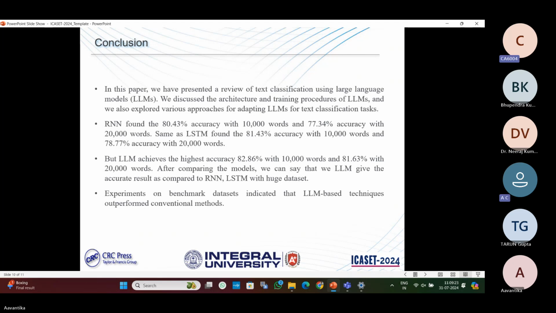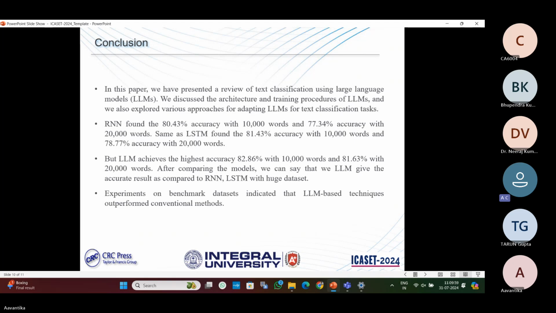In the past slide, we discussed these results. RNN found 80.43% accuracy with 10,000 words and 77.3% accuracy with 20,000 words. Similarly, LSTM found 81.43% accuracy with 10,000 words and 78.77% accuracy with 20,000 words. But LLM achieved the highest accuracy, 82.86% with 10,000 words and 81.63% with 20,000 words.